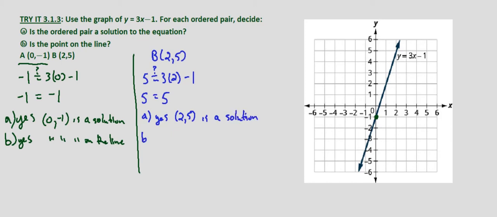So we already know the answer to part B. Yes. And these little marks where I'm doing this, that just means it's the same thing as what's above it. So yes, 2, 5 is on the line. To verify this, we go from the origin, from 0, 0, 2 units to the right, and 5 units up, 1, 2, 3, 4, 5, and we verify that that point is indeed on the line.